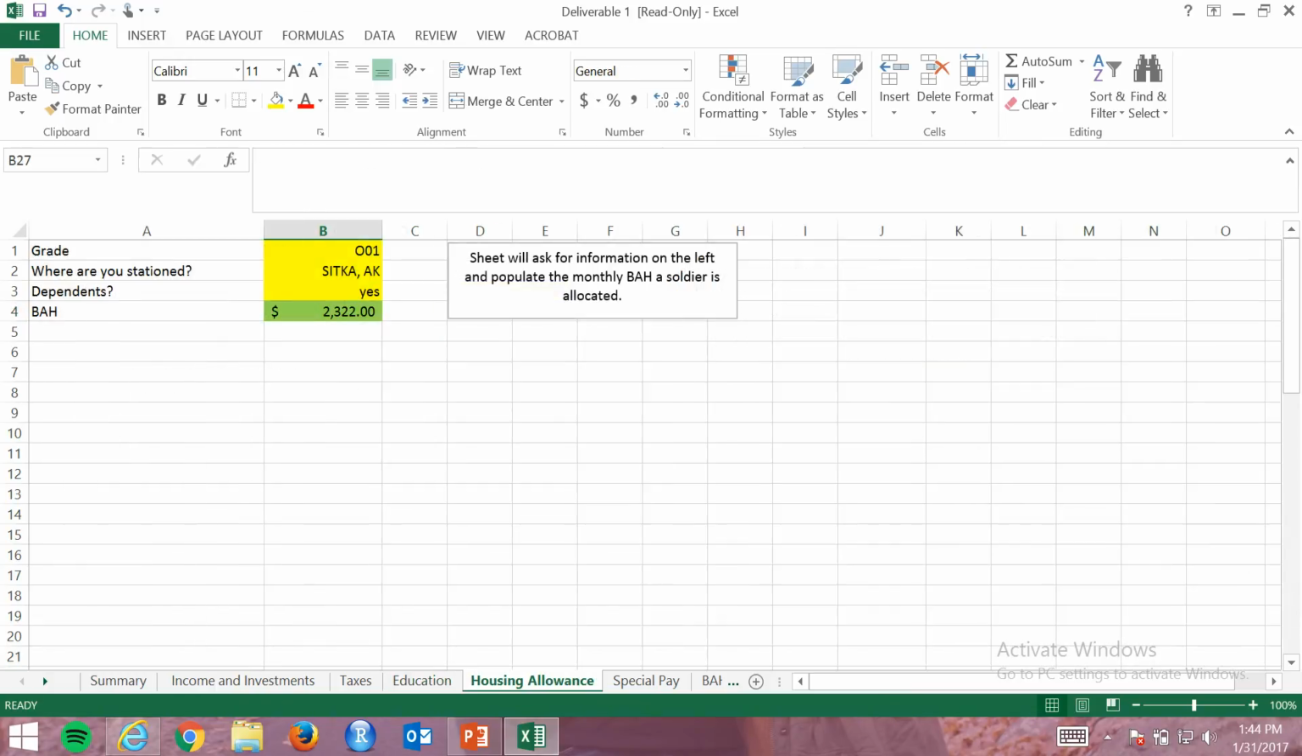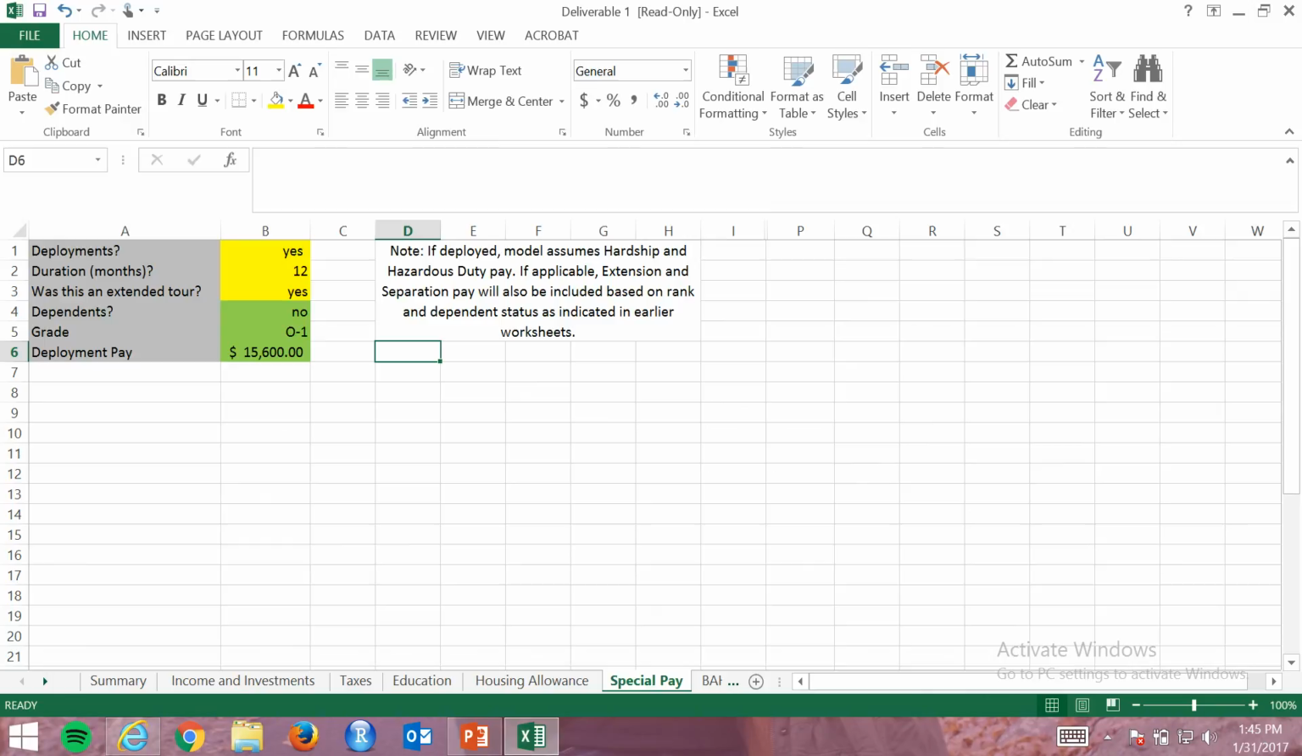Next, we have the housing allowance. Here again, we will enter our grade, then we will enter where we are stationed, and finally whether or not we have dependents. This will populate a monthly BAH that we are allotted. Last, we have the special pay, whether or not we've been deployed anytime recently, how long the deployment lasted, and whether or not it was an extended tour. This will populate a specific number right here of how much deployment pay a soldier is eligible for.